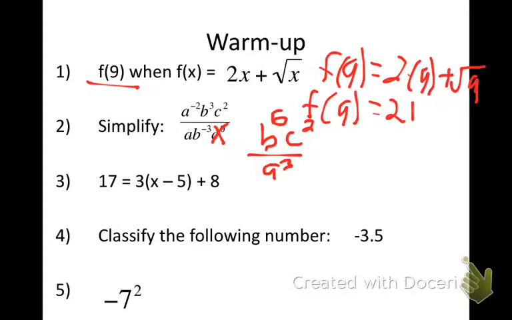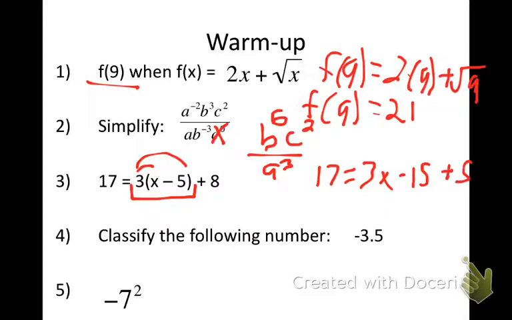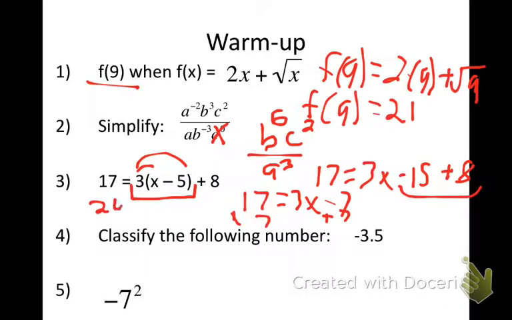Now, number 3. Anytime you see this setup right here, hopefully you're thinking we need to distribute, and you'd be correct. Multiply that 3 throughout, giving us 17 equals 3x minus 15 plus 8. From here I can simplify common terms on my right side, giving me 17 equals 3x minus 7. Solving the equation, add the 7 to the other side, giving me 24 equals 3x, and from there I get a value of x equals 8.